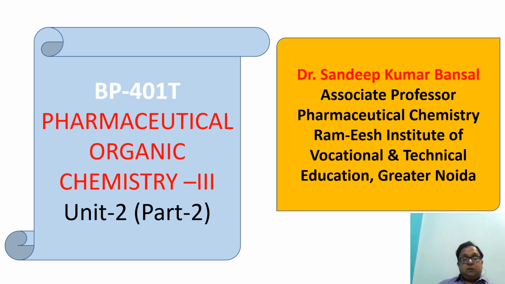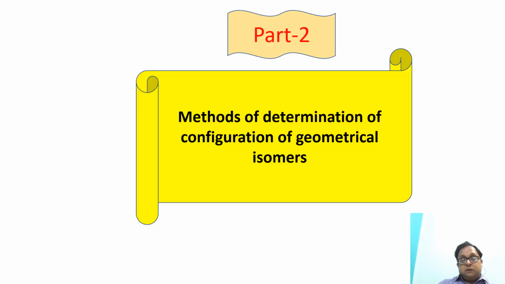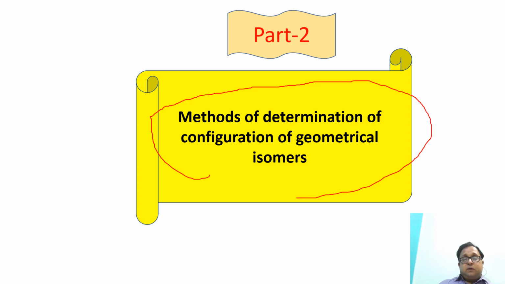Hello everyone. Today I am going to discuss the second part of unit 2 of the subject Pharmaceutical Organic Chemistry III. In this part we will discuss the methods of determination of configuration of geometrical isomers.